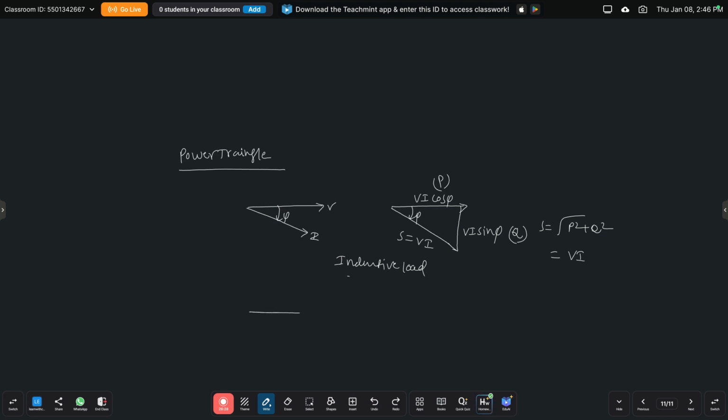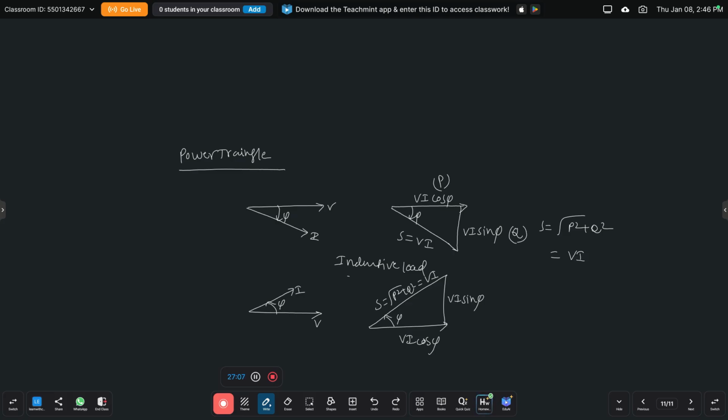Now for a capacitive load we know that I leads V. Now this is phi, right? So now how do you take the power triangle? This is VI cos phi and this is VI sin phi. Now the resultant, the apparent power S, is equal to under root P square plus Q square, which is equal to V into I. Now this is phi. Right. So now this is a power triangle for a capacitive load.